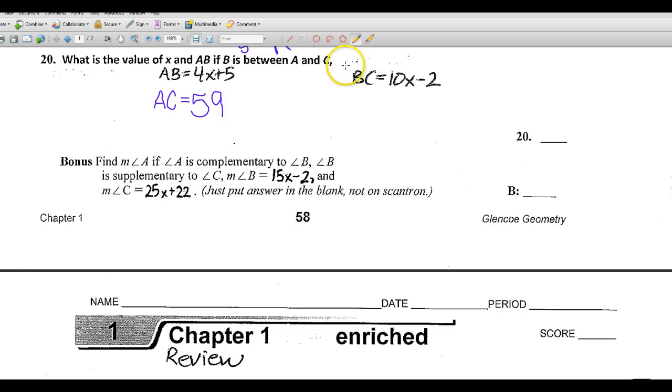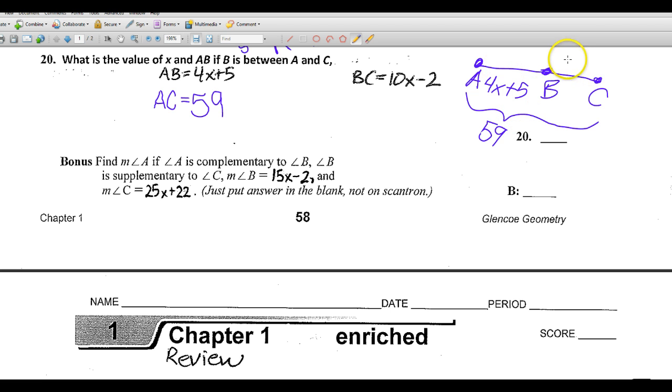Number 20, what is the value of X and the length of AB if B is between A and C? If AB equals 4X plus 5, AC equals 59, and BC equals 10X minus 2. So let's make a diagram. B is between A and C, and AB is 4X plus 5, and AC is 59, and BC is 10X minus 2.